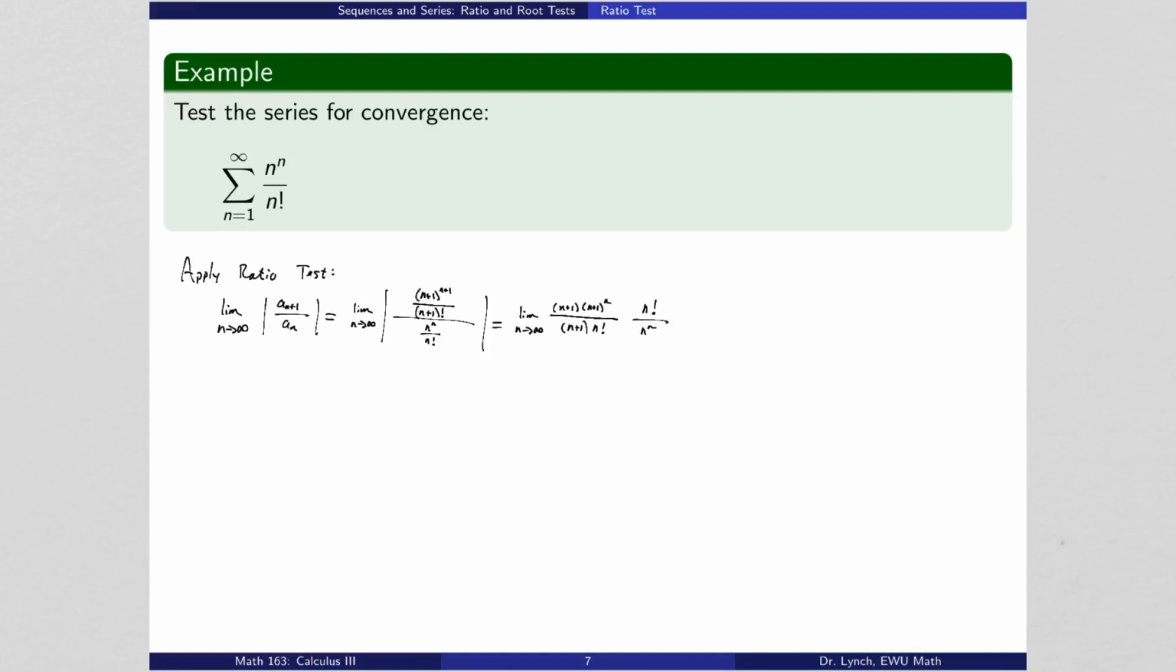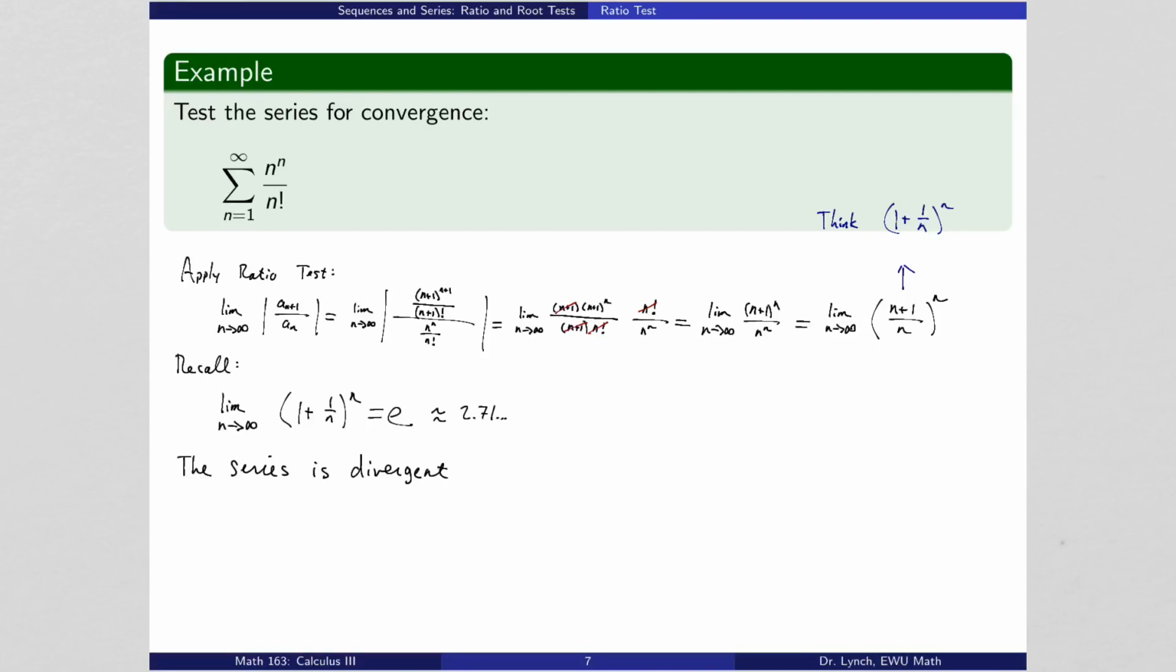Simplify, simplify, simplify. Recognize that n plus 1 to the power n plus 1 can be reduced, that n plus 1 factorial can be reduced, that terms cancel, and more terms cancel, and ultimately you're left with the limit as n goes to infinity of something all to the n power. Now, this expression, n plus 1 over n all raised to the n power, you can think of as 1 plus 1 over n all to the n power. And it turns out that that limit is a special limit that we know from Calc 2. The limit as n goes to infinity of 1 plus 1 over n all to the n power is e. Of course, e is a number that is greater than 1. So by the ratio test, this series is divergent.